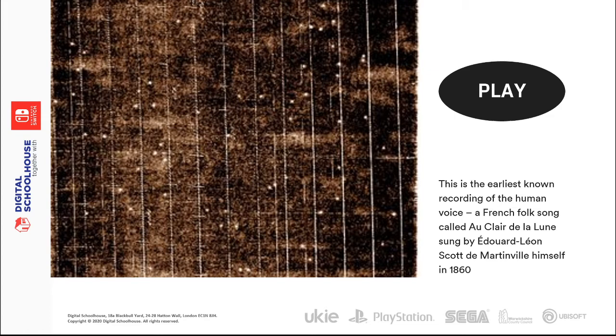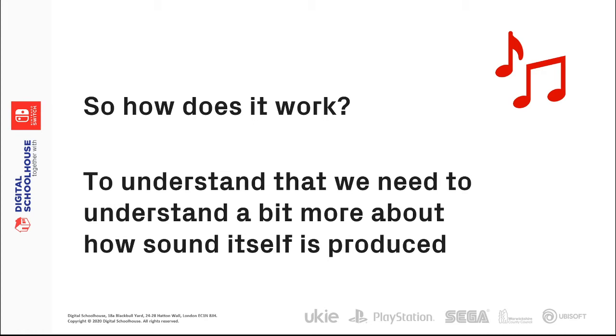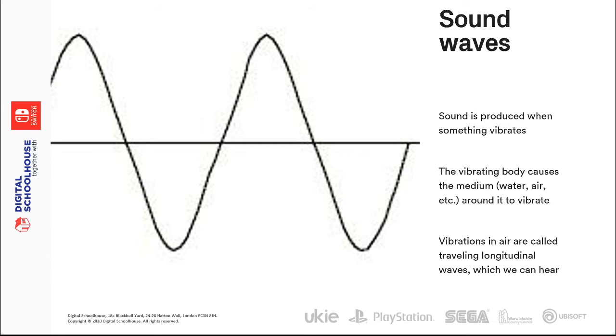So how does it work? To understand that, we need to understand a bit more about how sound itself is produced. So sound is produced when something vibrates. The vibrating body uses the medium, so it could be water, air, etc., around it to vibrate, and vibrations in the air are called longitudinal waves, which we can hear.